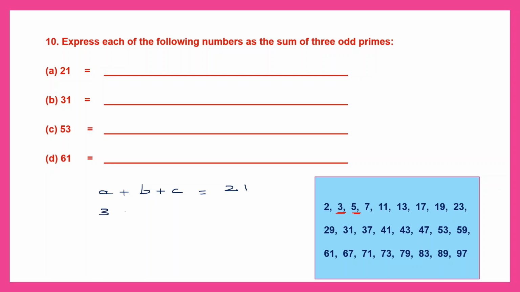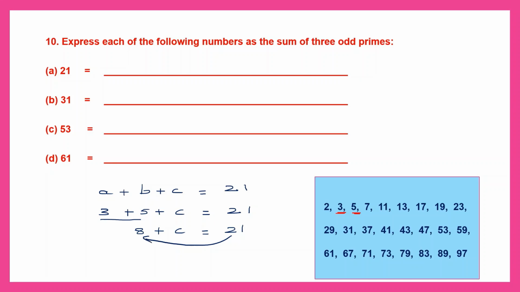So 3 plus 5, and I need one more number, C, that we have to find after adding up and subtracting. So 3 plus 5 is 8. 8 plus the third number, C, will give me 21. Now to find C, I say 21 minus 8.